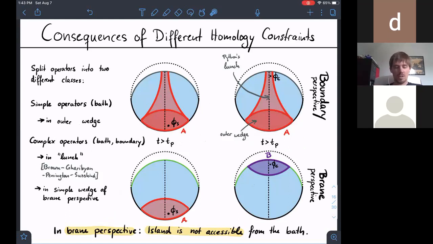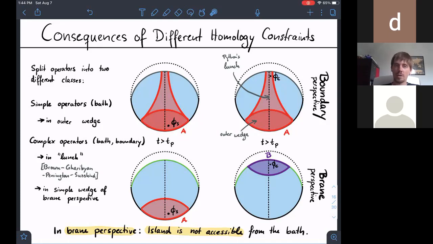Now, the simple operators are those defined in what is called the outer wedge, and that's simply the region between A and this extremal surface, which is the outer extremal surface, so the one which is closest to A. So every operator which has a representation within this region, I will call a simple operator. And one can essentially show that by using simple bulk reconstruction techniques, the reconstruction of these operators as operators on the boundary here should be the same in the boundary or in the brane perspective.